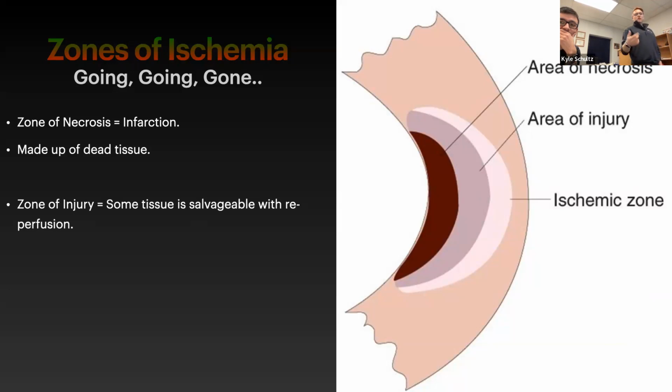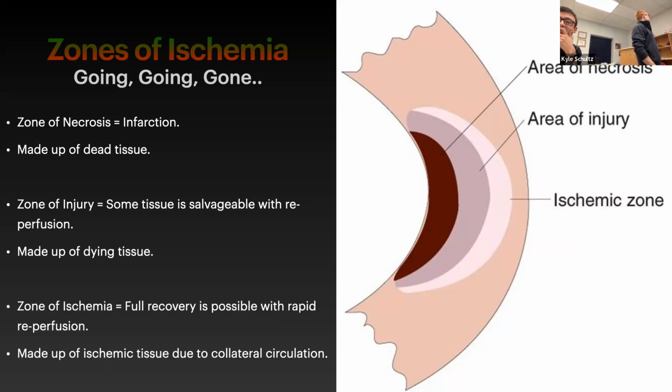The next is the zone of injury. This is where some tissue is still salvageable. Even though in general the heart doesn't have a whole lot of collateral circulation, those anastomoses, some of the immediately surrounding tissue is still salvageable with reperfusion. It's definitely dying. It's not getting the oxygen it needs for aerobic metabolism, and it's building up a lot of acidosis. Definitely not good for the tissue, but not all hope is lost. Then we get into the next zone. Where do we go?